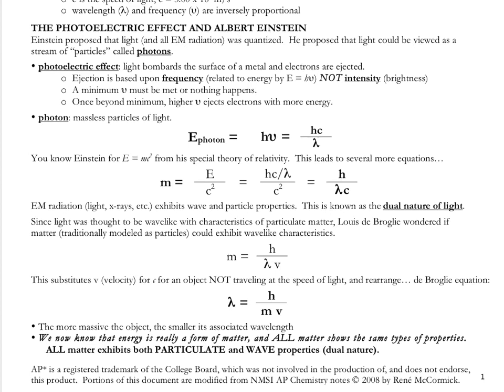And Einstein was able to explain the photoelectric effect, or the idea that when we shine light on a metal, sometimes electrons can be ejected.